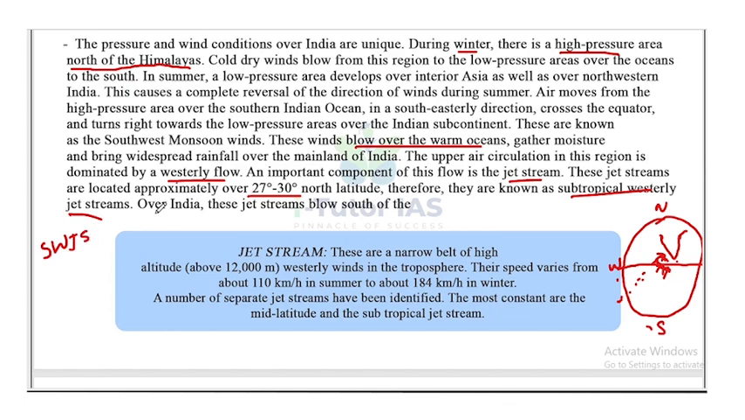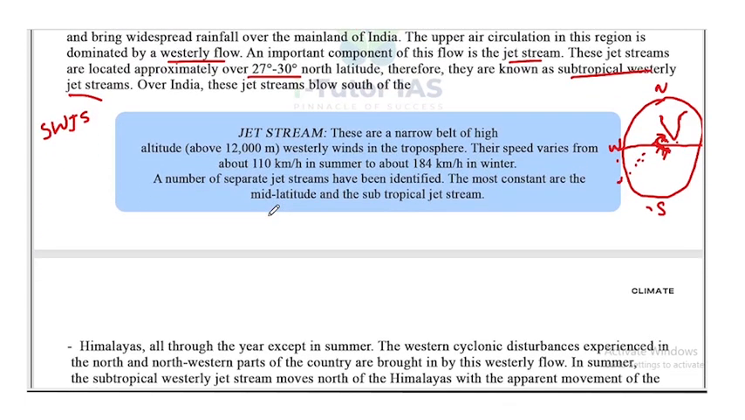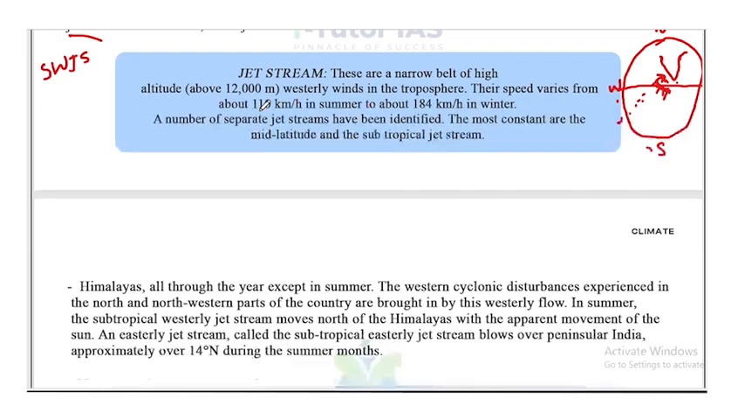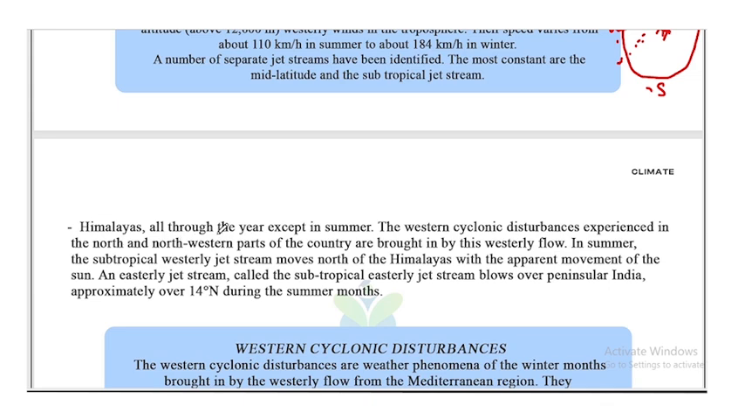Over India, these jet streams blow south of the Himalayas. Throughout the year except in summer, the western cyclonic disturbances experienced in the north and northwestern parts of the country are brought in by the westerly flow. In summer, the subtropical westerly jet streams move north of the Himalayas with the apparent movement of the sun.